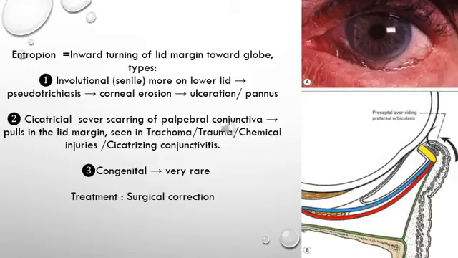The second type of entropion is the cicatricial entropion that results from scarring or severe scarring of the palpebral conjunctiva, like chemical injury, severe scarring disease of the conjunctiva. This results in a pull of the lid margin seen in trachoma, trauma, chemical injuries, cicatrizing conjunctivitis. The third type of entropion, which is the congenital, is very rare. Treatment of entropion is with surgical correction.